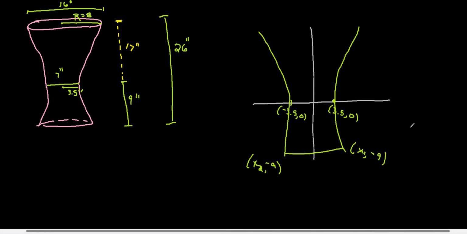And then here's the really important one. Up here on the top edges of that drum, I'm going to need a radius of 8. So I need to go over 8 units in the x direction, and then I need to go up 17 inches beyond that minimum diameter. So whatever hyperbola I come up with, it's got to pass through those points 8, 17, and negative 8, 17.